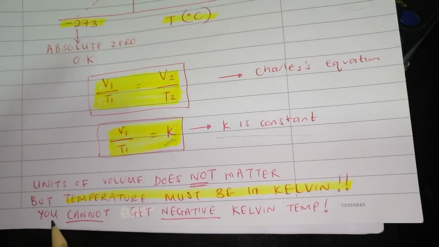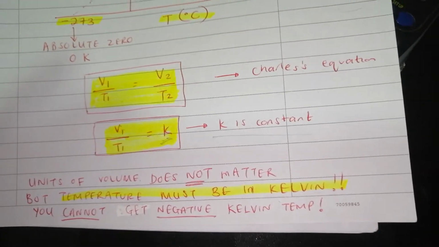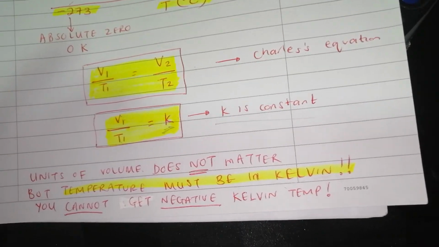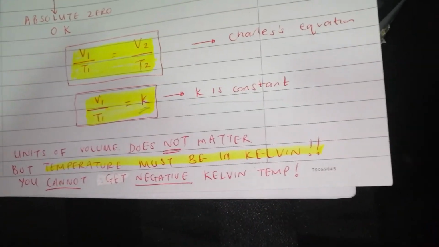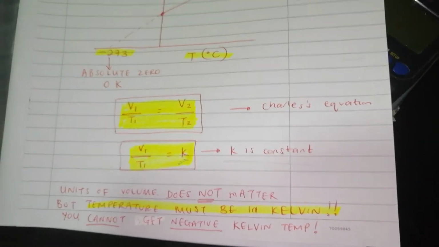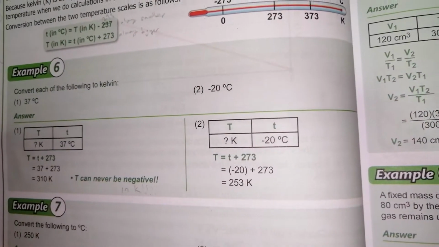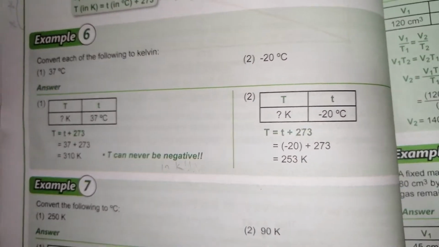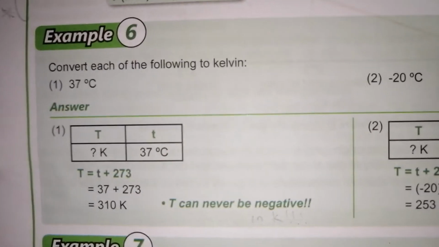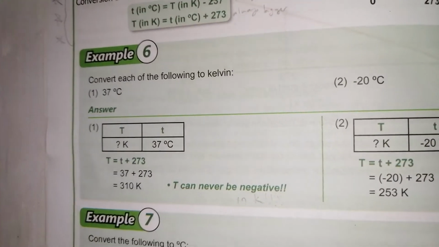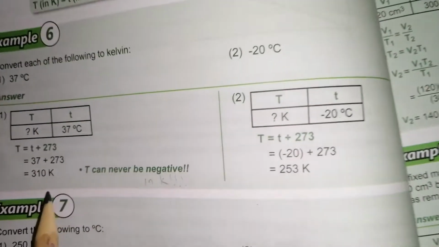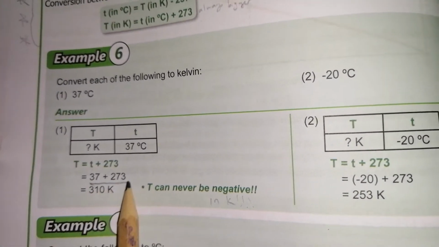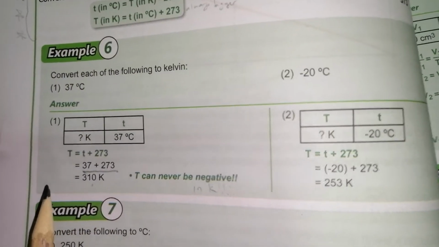Right, another important thing to know is you cannot get a negative temperature in Kelvin. You can get a negative temperature in degrees Celsius, but because you're adding 273 to it to get Kelvin, you can't really get a negative temperature. Right, let's look at a few examples of how we change degrees Celsius into Kelvin. So we're going to example 6 on page 108. Number 1 here says convert each of the following to Kelvin. So you have 37 degrees Celsius, and remember what we said, when you change something to Kelvin, all you're doing is adding 273. So we're going to say 37 plus 273, which will give you 310 Kelvin.